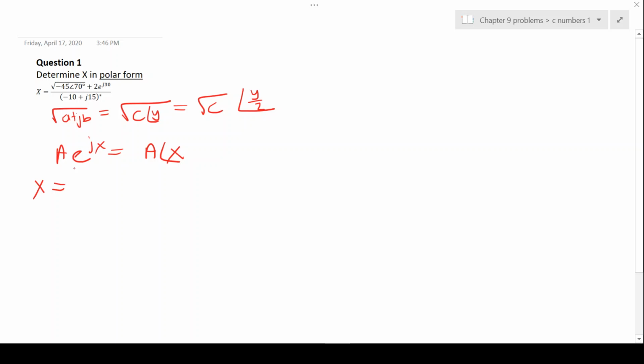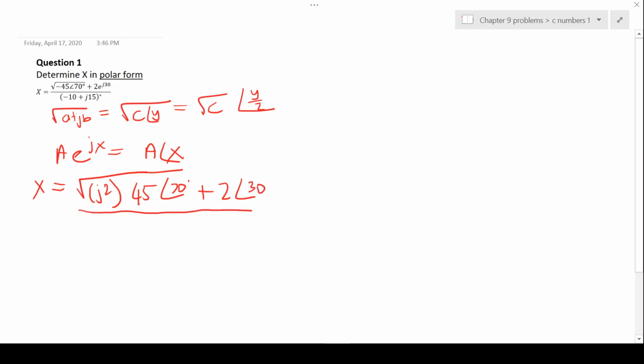Right, so first thing, we have the root of negative 45 angle 70. So in place of negative, we could say that it's j squared, because we know that j squared is equal to minus 1. So that will be j squared multiplied by 45 angle 70 plus, we convert that to polar form, so that will be 2 angle 30, all divided by minus 10 plus j15 conjugate.